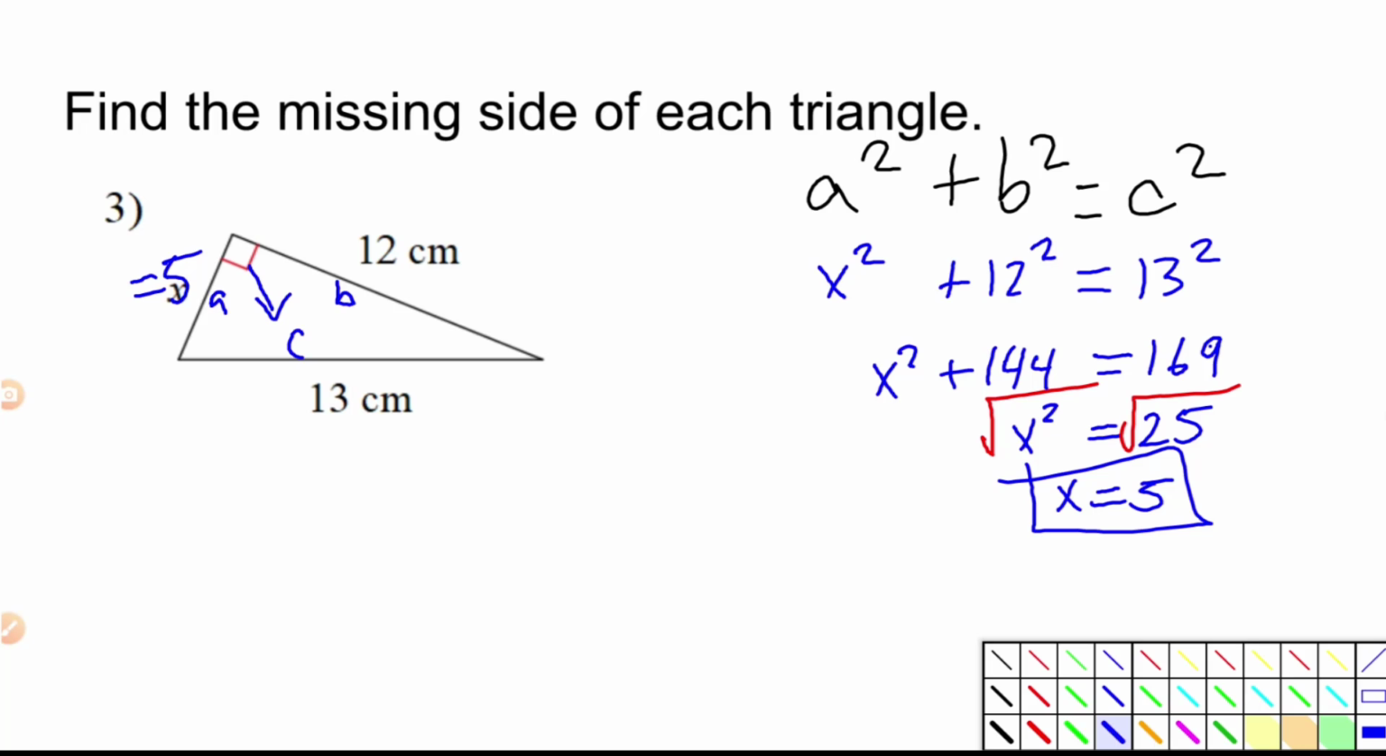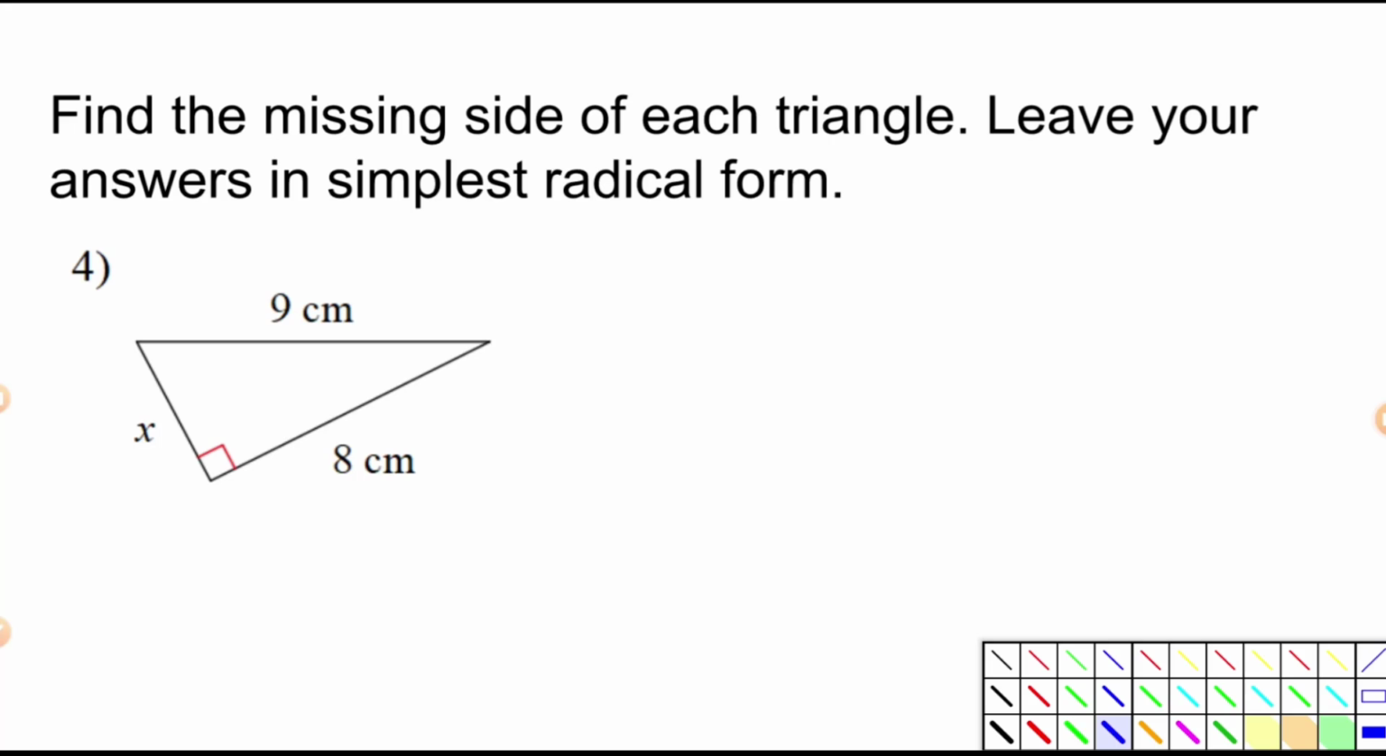And we'll do one more, and then we'll call it a day. So let's look at the last problem. Find the missing side of a triangle, leave your answer in simplest radical form. So a lot of times we just want to leave the answer. We don't want to use a calculator. We don't want to take this to a decimal. We just leave it with a radical and simplify the radical if possible.